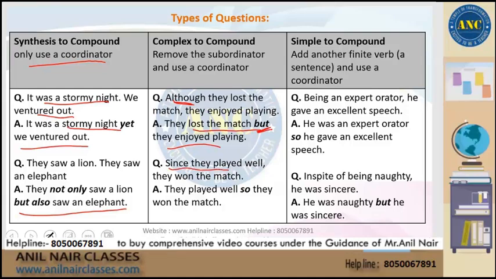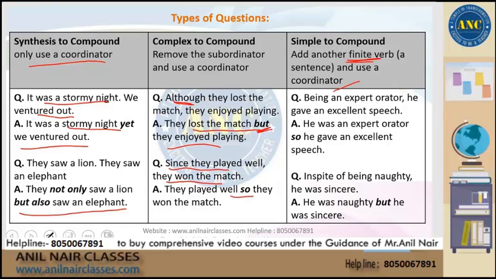Since they played well, they won the match. They played the match, so they won. They played well, so they won the match. How to convert simple to a compound sentence? You have to add another finite verb and use a coordinator.